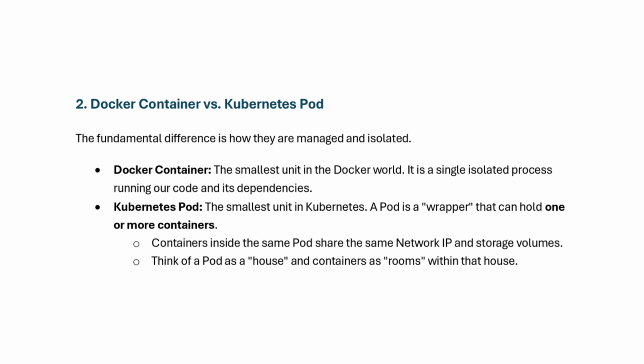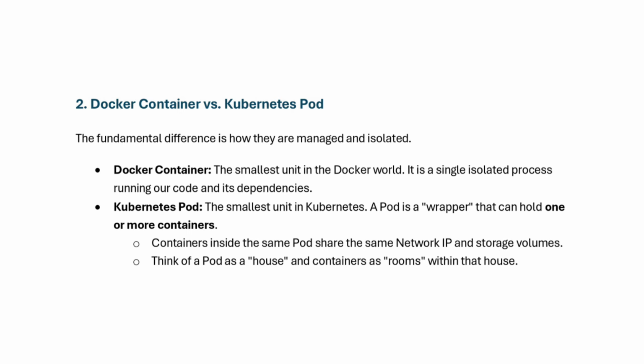So the simple differentiation is that a Docker container is the smallest unit in the Docker world and a Kubernetes pod is the smallest unit in Kubernetes. A Docker container is a single isolated process running the code and its dependencies, whereas a Kubernetes pod is a wrapper that holds one or more containers. If there is more than one container, they will share the same network IP and storage volumes inside a pod, and we can think of a pod as a house and containers as rooms within that house.